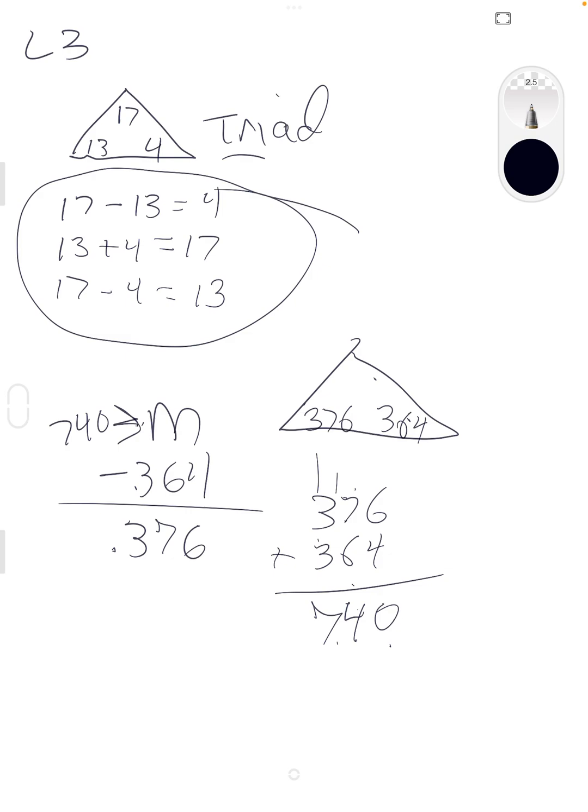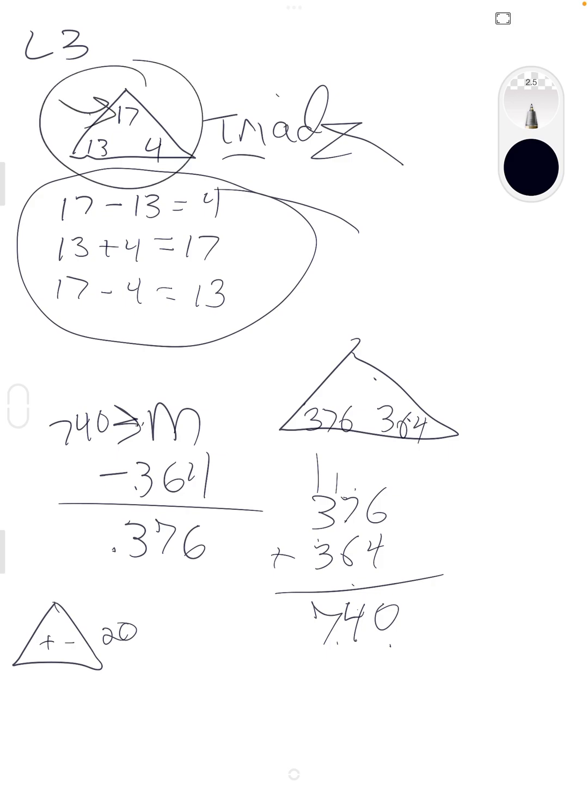Your homework is going to be to work on really getting to where these are fast for you when you've got triads. You're going to make all the ones that add up to 20 and subtract up to 20s. For example, this one, 17, 13, and 4. And that'll be about 60 of them.